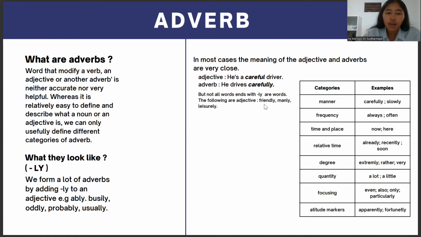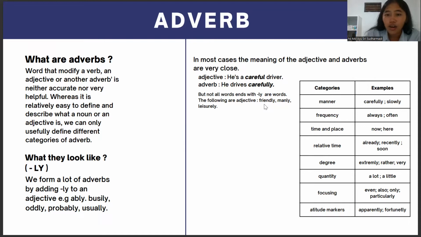We form a lot of adverbs by adding ly to an adjective. For example, ably, vastly, oddly, probably, usually. In most cases, the meaning of the adjective and adverb are very close. Here's the example. In adjective, he is a careful driver, and in adverb, he drives carefully. You can see the difference here.